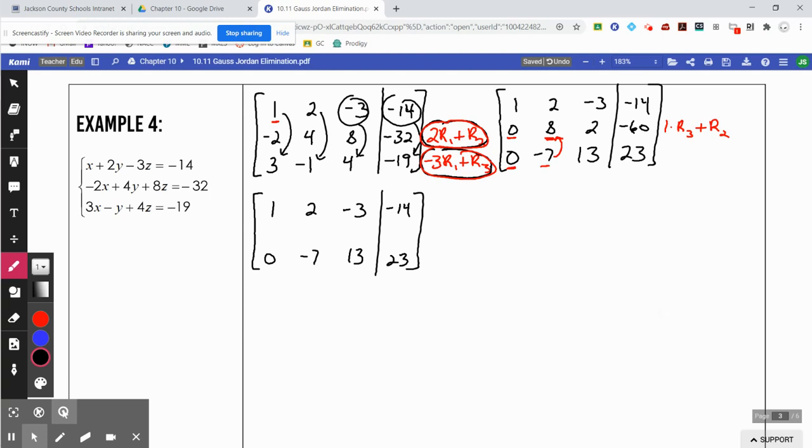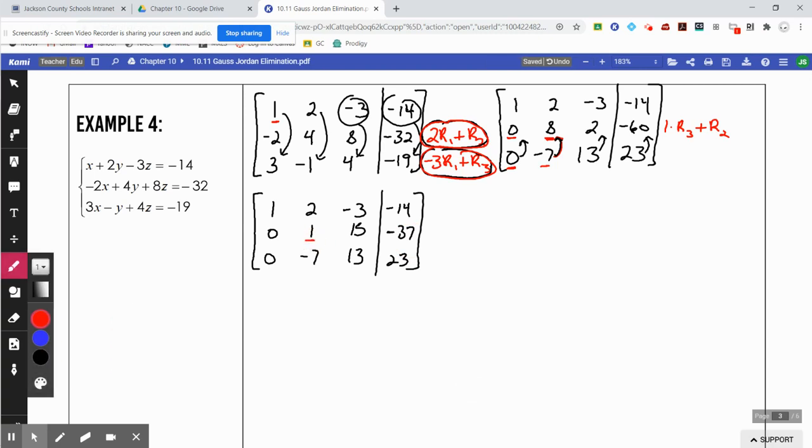So we're doing row 3, add it to row 2. So notice that this 0 did not change. If we would have changed that 0, then we would have had to go back and do some of the first steps over again. Negative 7 and 8 gives me the 1 that I need. 13 and 2 gives me a 15. And 23 and negative 60 gives me a negative 37. And we got our 1 where we need it.